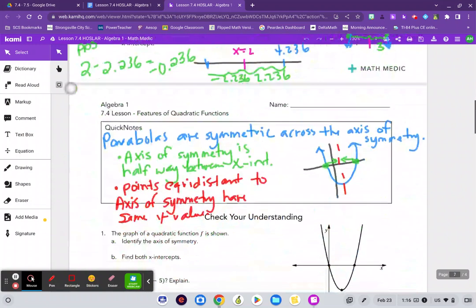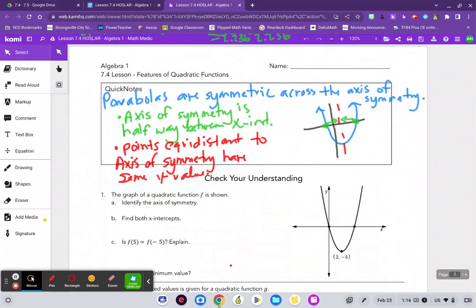All right. And so your job is to attempt the check your understanding. The key will be posted for you to look at after you give that attempt. And then 7.4 practice. And if you have questions, let me know.